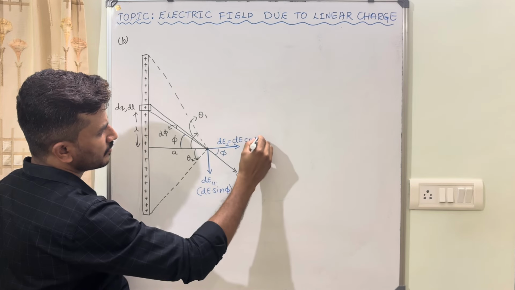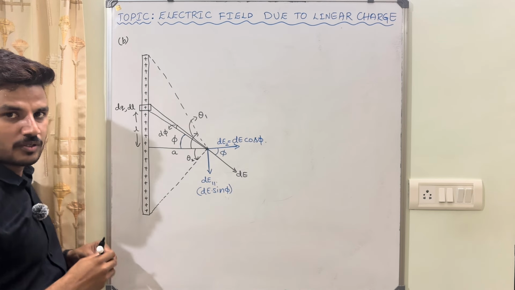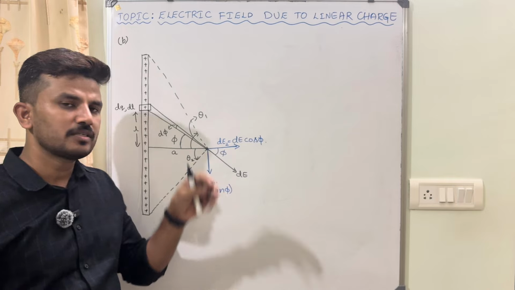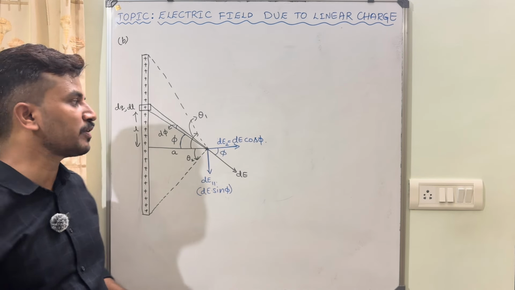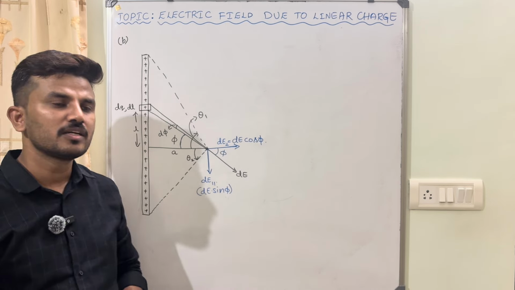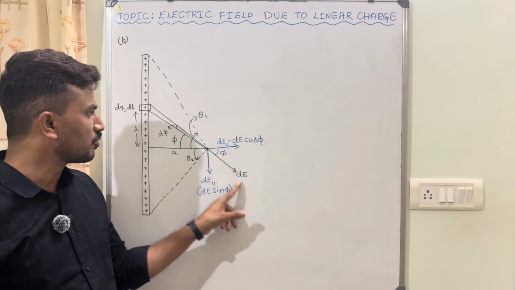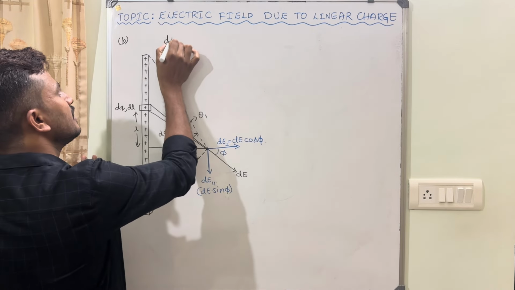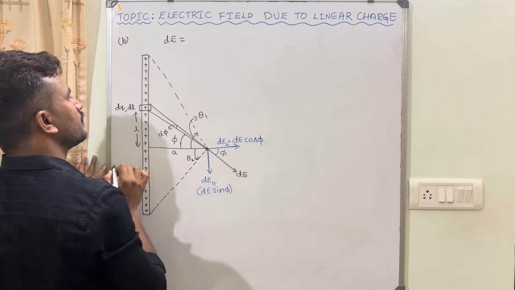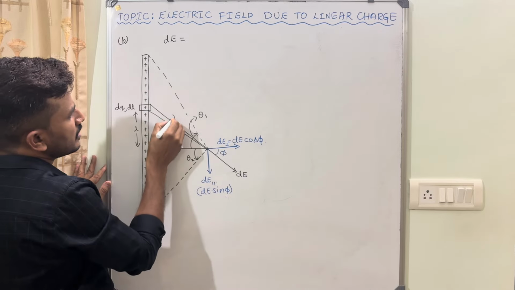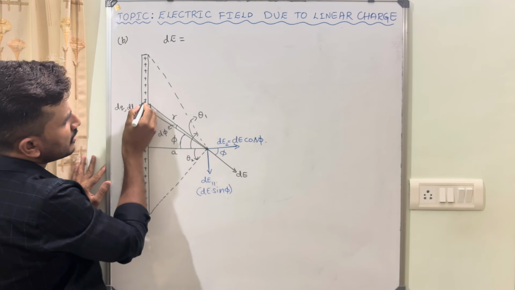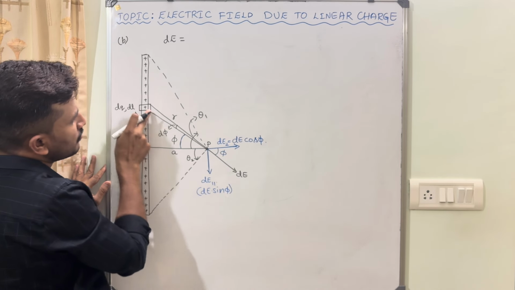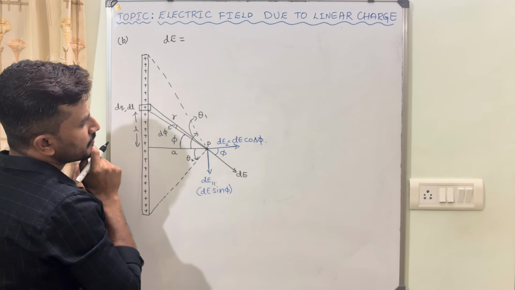So both of them should be considered. First, I'll find out the electric field due to a small charge element. How much? So that is dE is equal to... Let's consider this is the distance from here to here. The distance to this point P from the charge element is R.